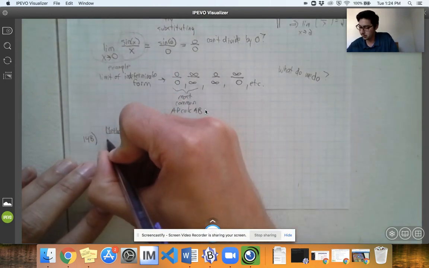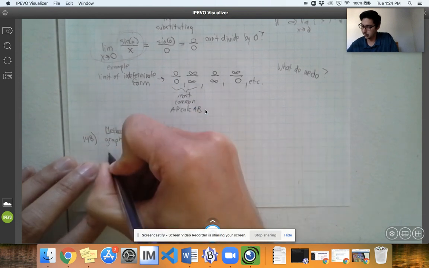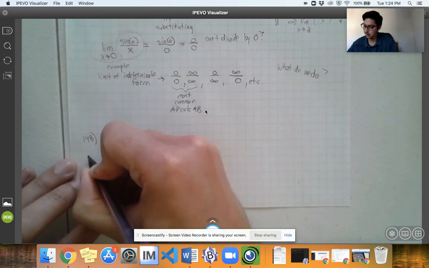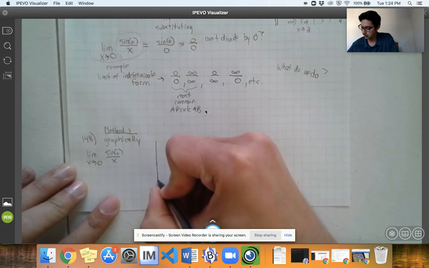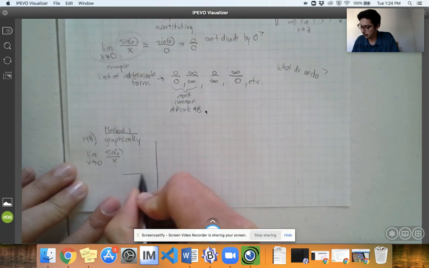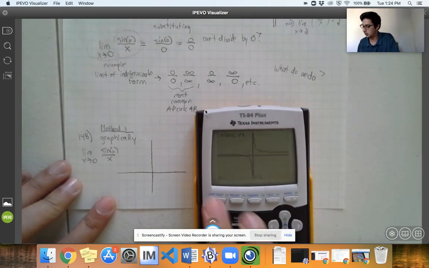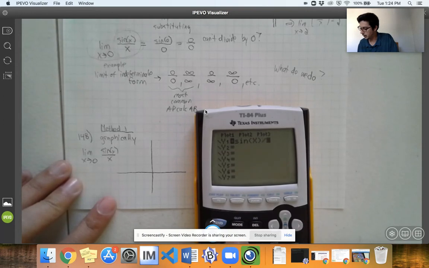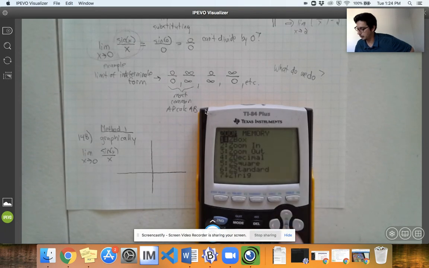So method 1, let's look at it graphically. We're going to do, in our calculator, sine of x over x, and we want to see what's the limit as x approaches 0. I'll bring over my calculator and let's look at this. Let's do sine of x divided by x. Hit graph. You can see it looks something like that. I'm going to zoom in to get a better idea here.